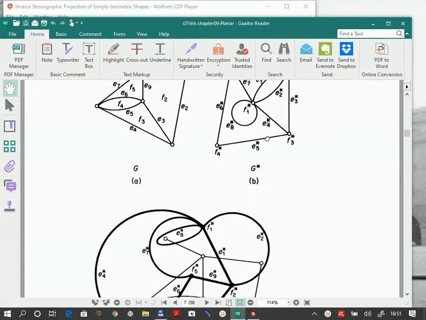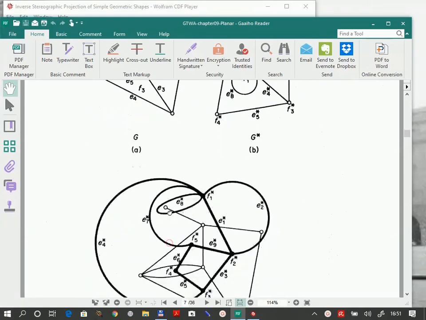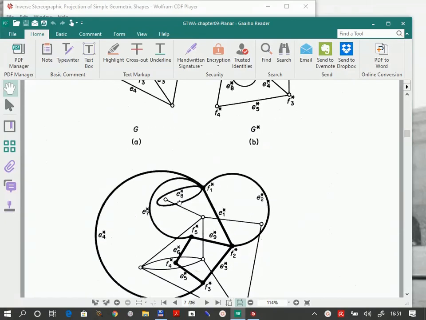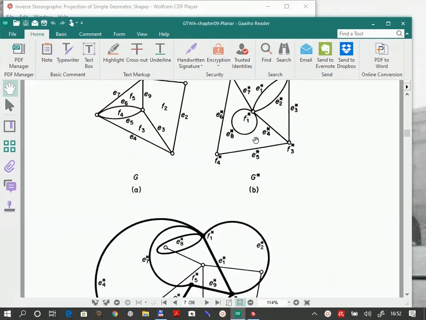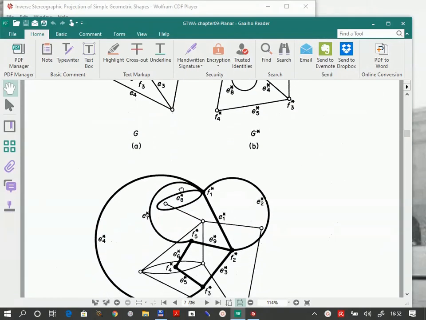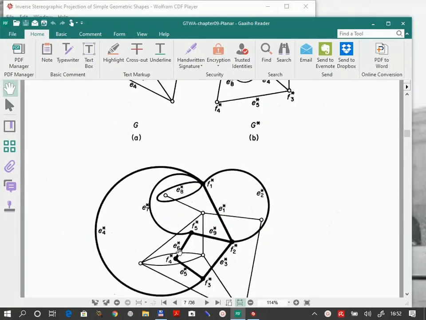But the nicest thing is to put a vertex of the dual inside the region it represents, and an edge of the dual to cross the corresponding edge in the original graph. Okay? And so you have, up to isomorphism, that the thickened edges here are the ones of the dual graph of the original plane graph, drawn on the plane with this idea.